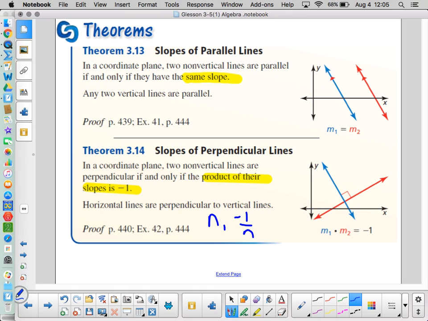Notice here there are a couple of caveats listed, or a couple of exceptions: vertical lines. Why are vertical lines separate when it comes to parallel lines? Because vertical lines don't have a slope. The slope is undefined because the change in y over change in x, the change in x part is 0. That's undefined. Any two vertical lines, however, are parallel, and the reciprocal of a slope of 0 is undefined. So therefore, vertical lines are perpendicular to horizontal lines.